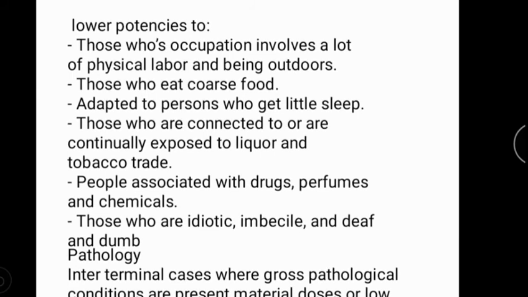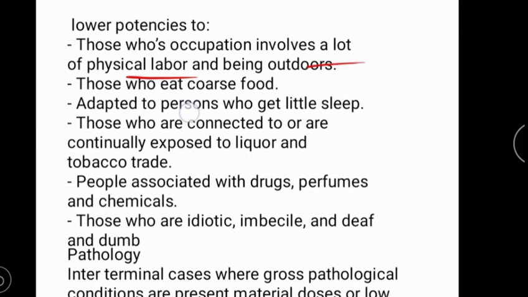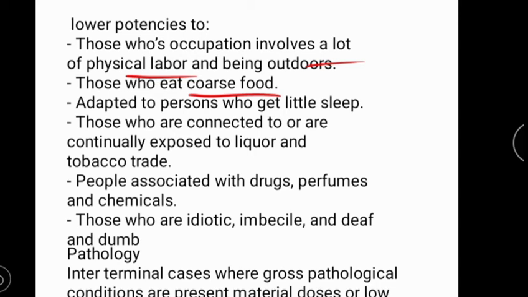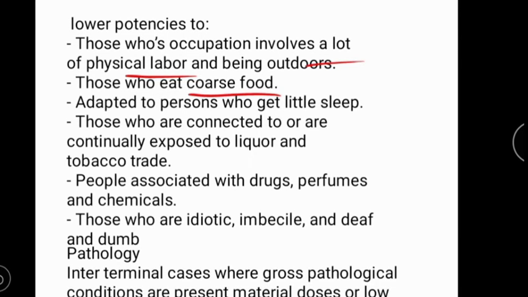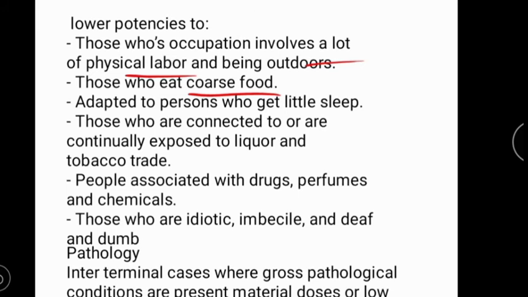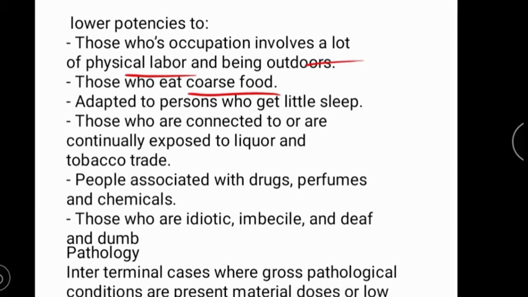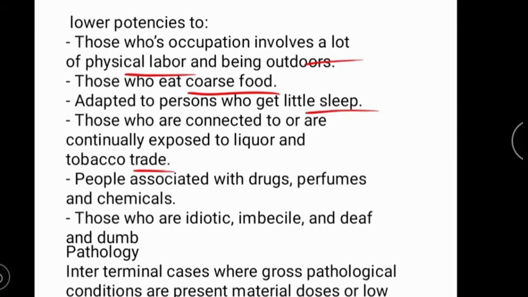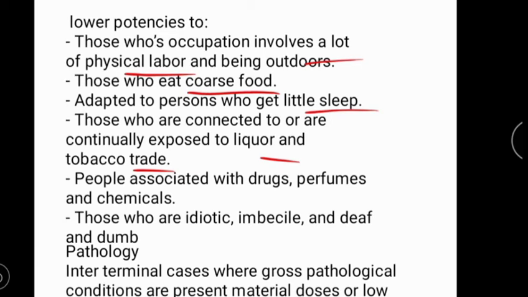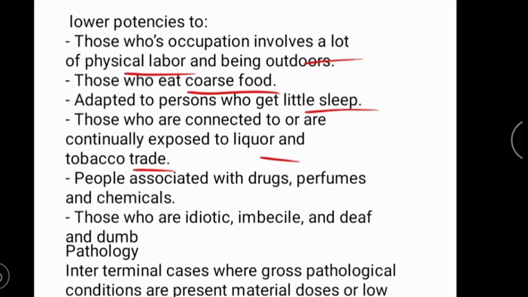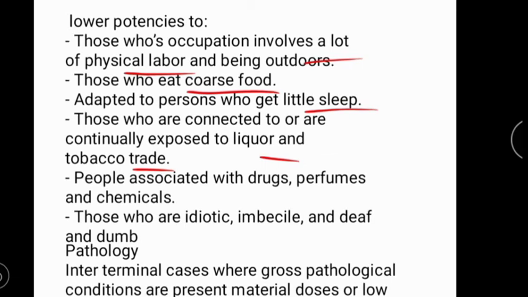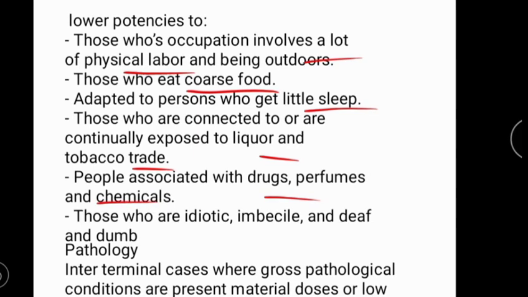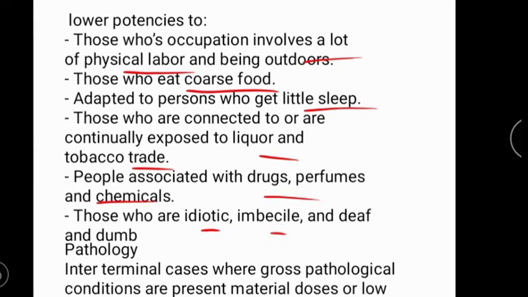Those who do physical labor, outdoor labor, and eat coarse food, meaning they have no fibers, no proteinous food in their diet. Coarse food means not fine. Those adapted to little sleep, only a small amount, 2 to 4 hours. Those addicted to tobacco, narcotic substances, or sometimes liquor. They are associated with drugs, perfumes, and chemical environments. Those who are idiotic, invisible, deaf and dumb.